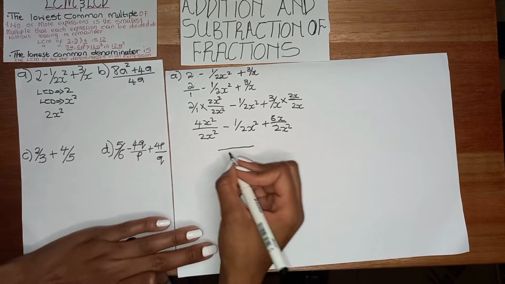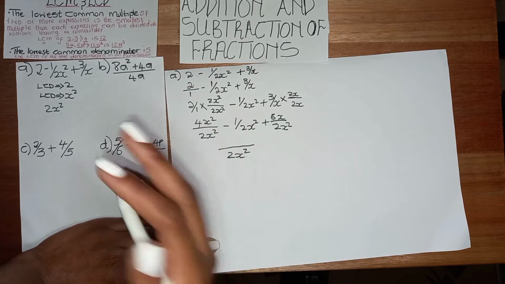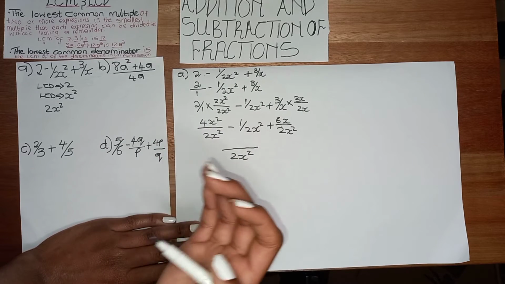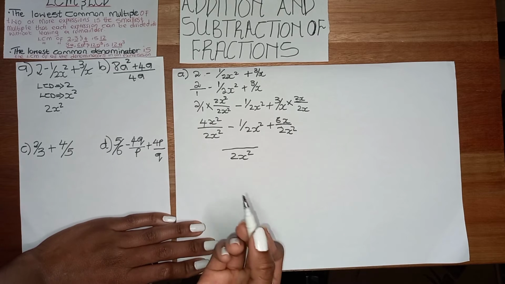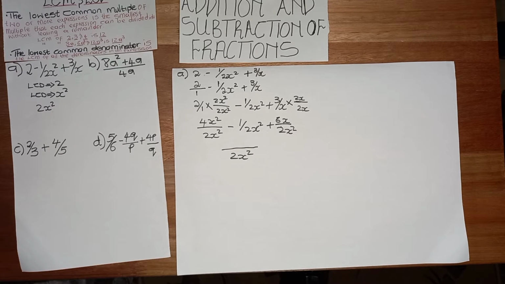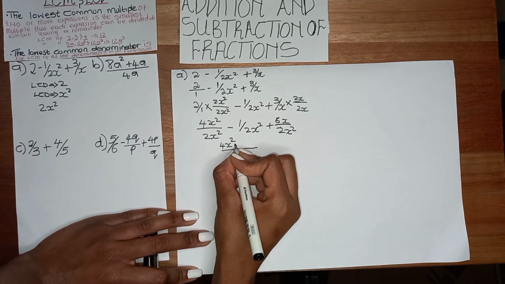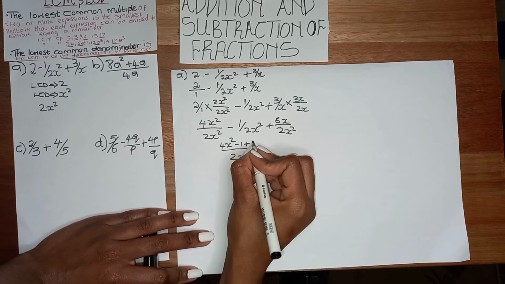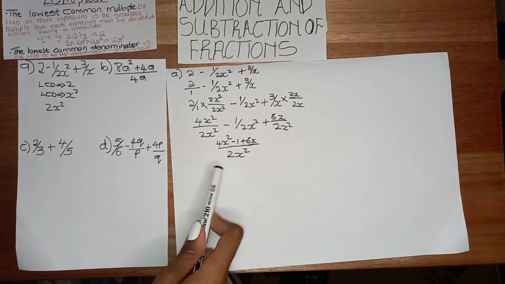So you're going to keep the same denominator for all the numerators, because now the denominator is common, meaning that it gives us the permission to add or subtract the numerators. So when adding or subtracting fractions, you don't add or subtract the denominators. What you do is add or subtract the numerators: 4x squared minus 1 plus 6x. So your answer is final like this.